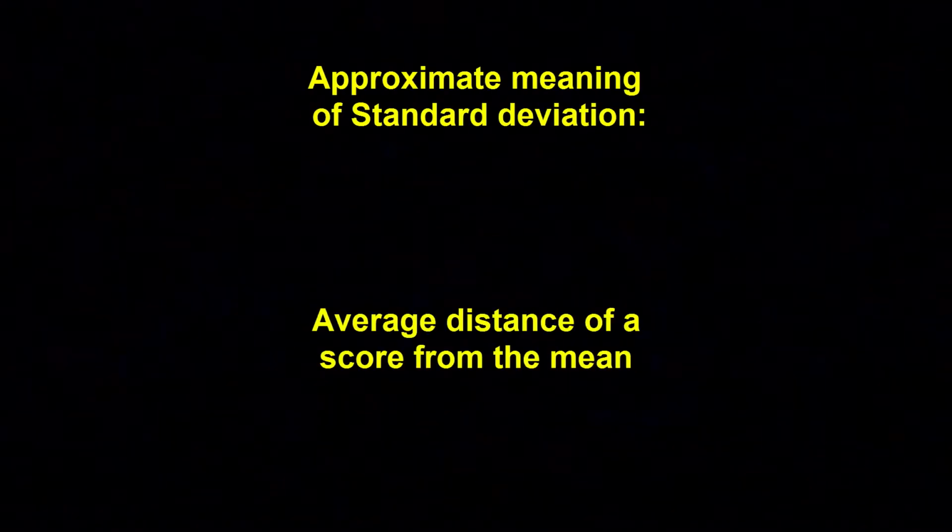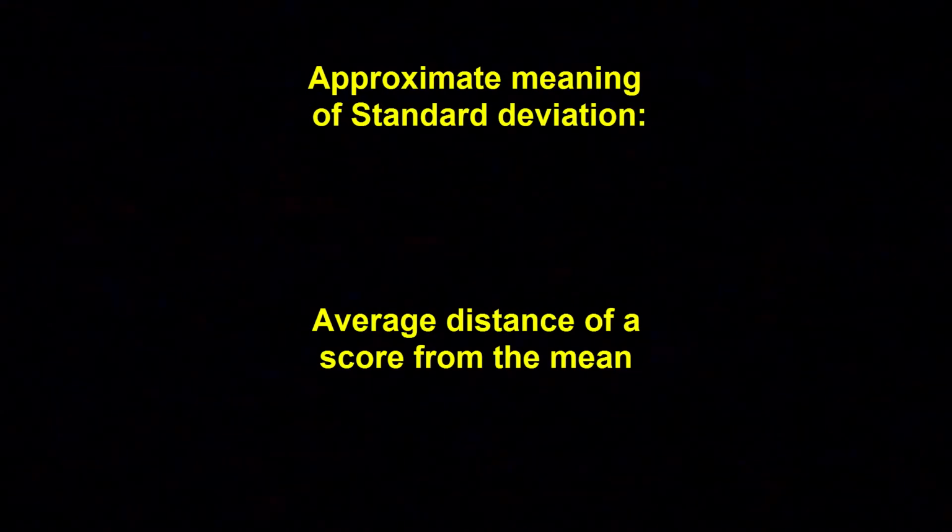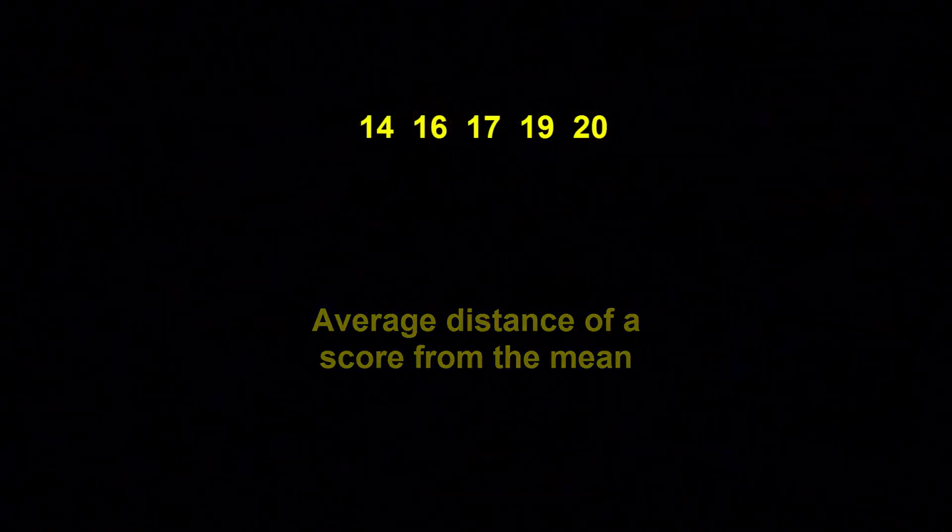Keep in mind that the approximate meaning of standard deviation is the average distance between the mean and a score in the dataset. Using the 5 quiz scores from an earlier video in which the mean score was 17.2 out of 20 possible points, we can find the deviations of the 5 actual scores.